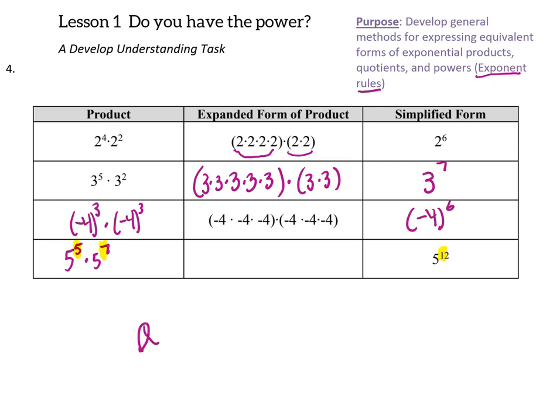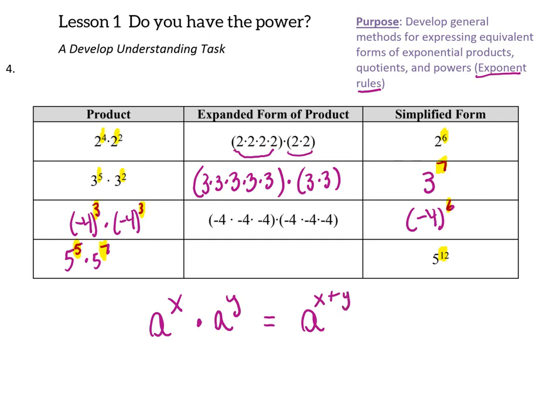So if I have a to the x times a to the y, let's look back and see how those exponents compared every time. Well, 5 plus 7 on the bottom row is 12, 3 plus 3 is 6, 5 plus 2 is 7, and 4 plus 2 is 6. So a general way of writing this would be a to the x plus y.